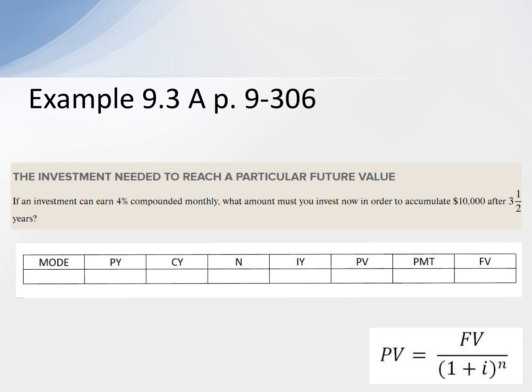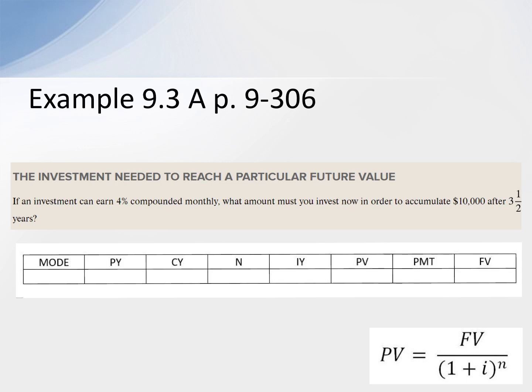So here we have a question. It says, if an investment can earn 4% compounded monthly, what amount must you invest now in order that that accumulates to $10,000 after 3.5 years? Okay, so what does that say?